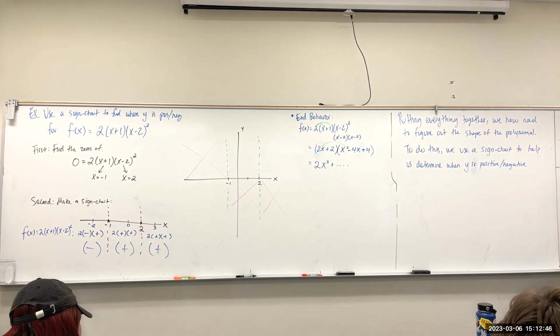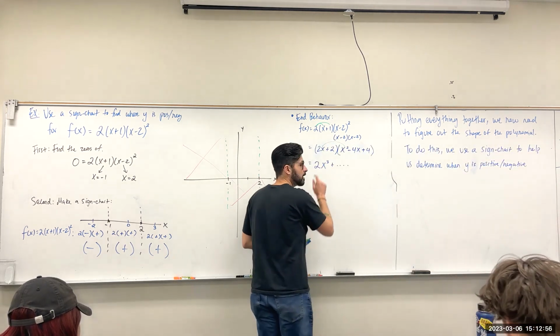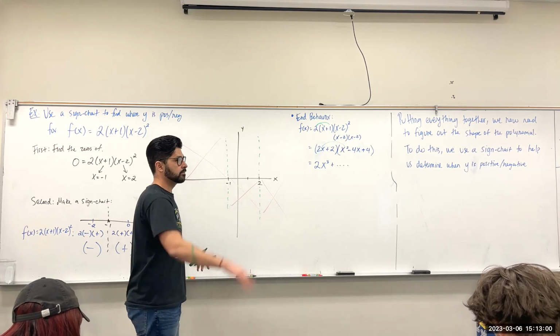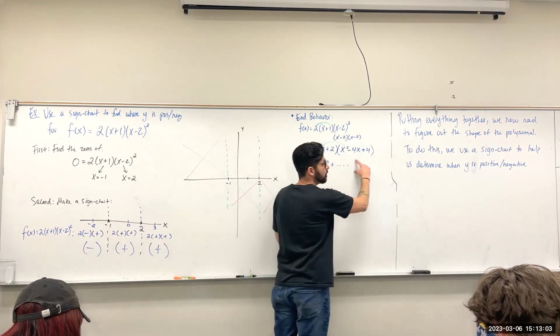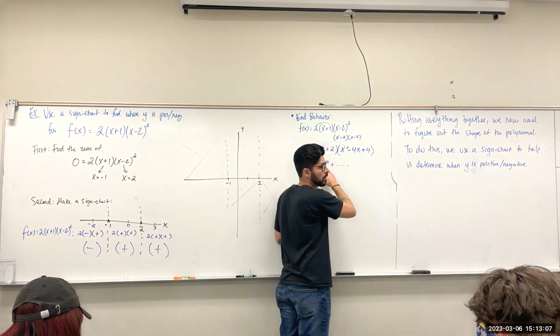The degree is odd, and the leading coefficient is positive, so the tails have to look like this. By degree, I mean the biggest exponent. That's why I didn't FOIL everything out, because these two factors will give me that biggest exponent, and that's all I really care about.